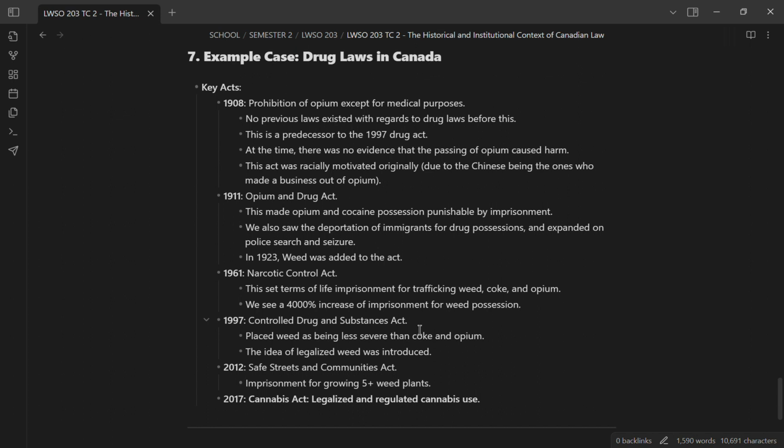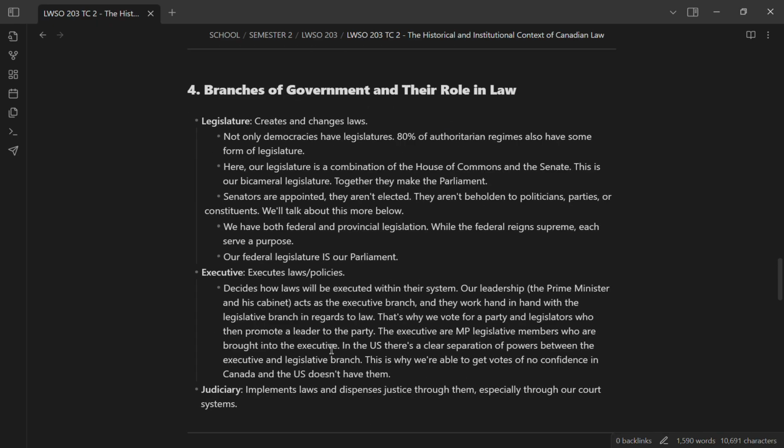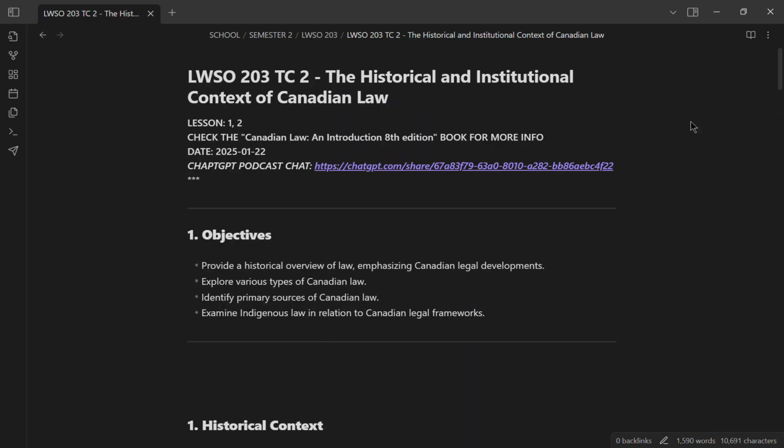1997, we saw the Controlled Drugs and Substances Act, which is big. It saw weed as being placed as less severe than coke and opium. 2012, we saw the Safe Streets and Communities Act, which gave imprisonment for growing 5+ weed plants. And finally, in 2017, we had the Cannabis Act, which legalized and regulated cannabis use. That one's important. And that is it. A very short topic.